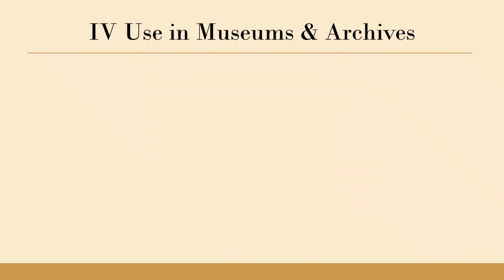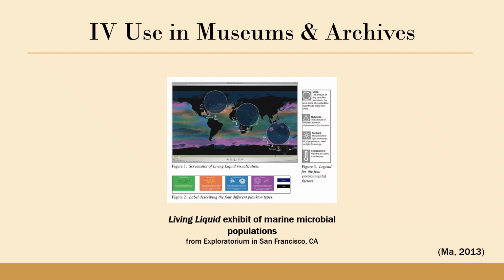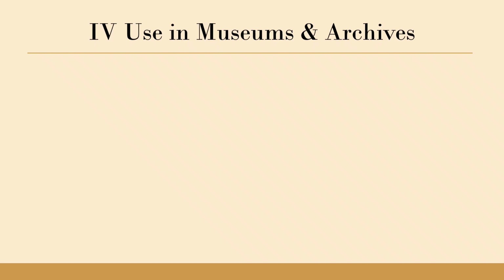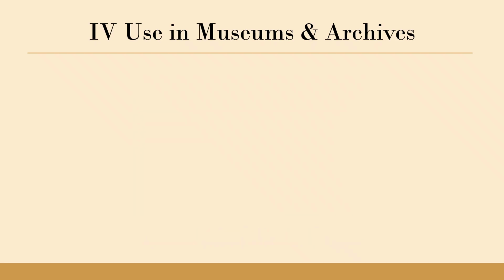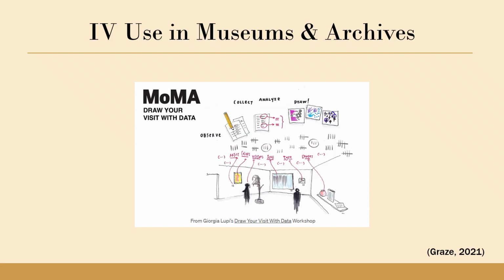There are a few unique ways museums and archives use IV, like to make exhibits more engaging and bring them to a broader audience online. This example from Exploratorium in San Francisco lets online visitors click to explore this exhibit. These organizations also use IV to help users make unique connections between pieces. The UMD School of Public Policy's digital archives use a concept map browsing method on their website to do this. MoMA put on a Draw Your Visit with Data workshop that helped patrons engage more deeply by looking through a particular exhibit, collecting their own data sets, and drawing visualizations together.